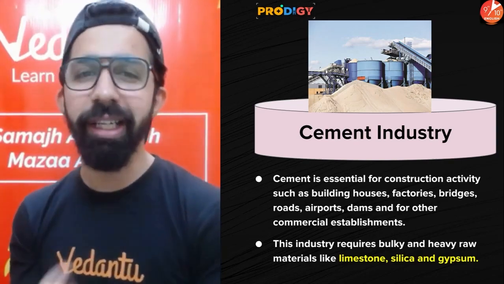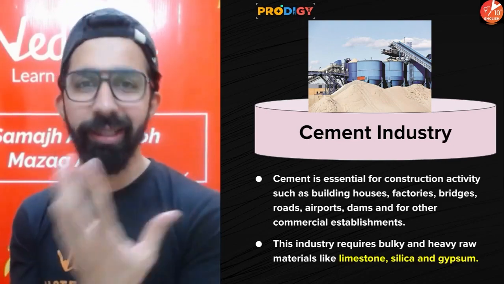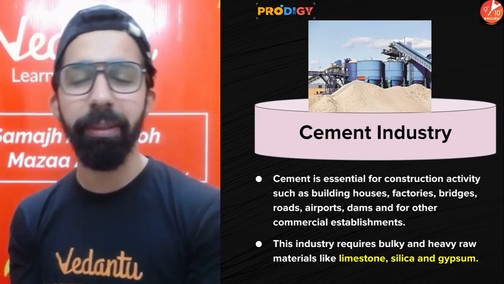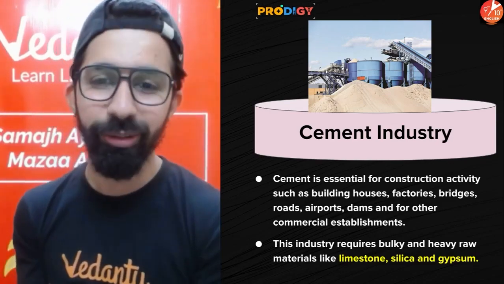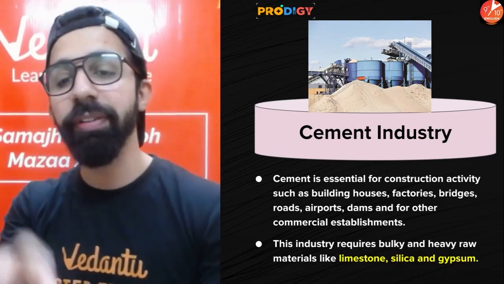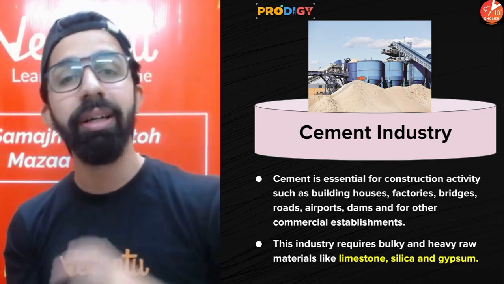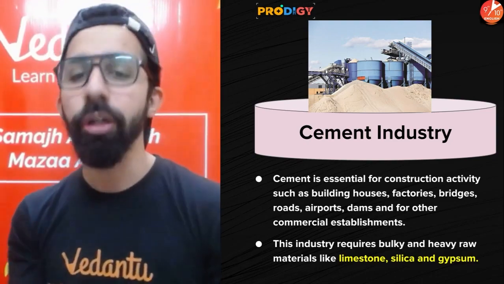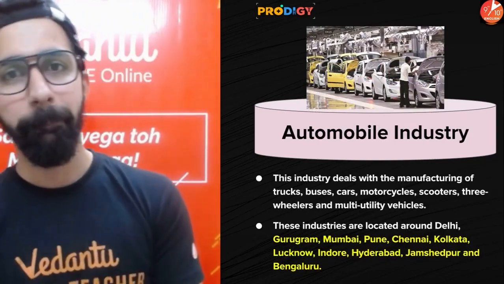Coming to the next one guys, we have the cement industry. Cement is a very important raw material in construction activities like building houses, factories, bridges, roads, airports, and so on. And this industry also comes under the category of heavy and bulky industry. Why? Due to its raw materials like limestone, silica, and gypsum. So it comes under the category of heavy and bulky industries.